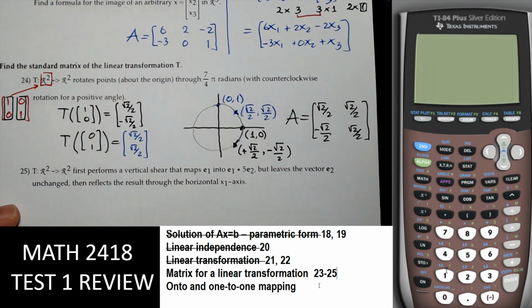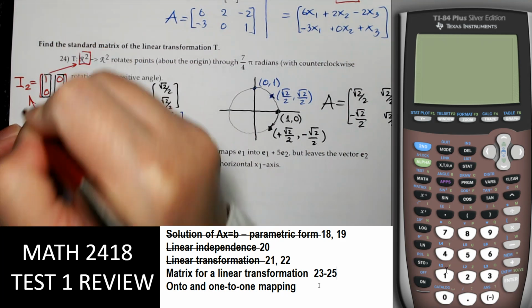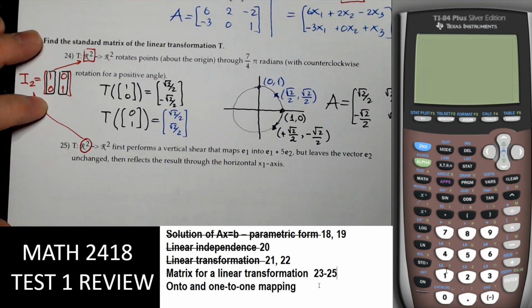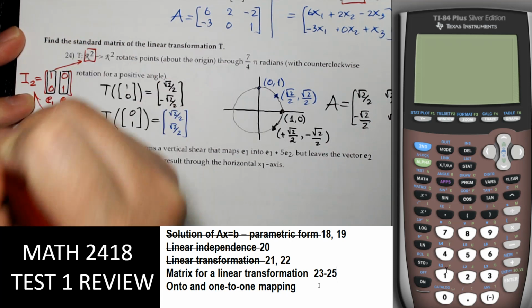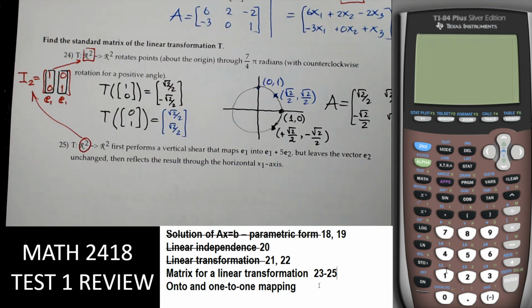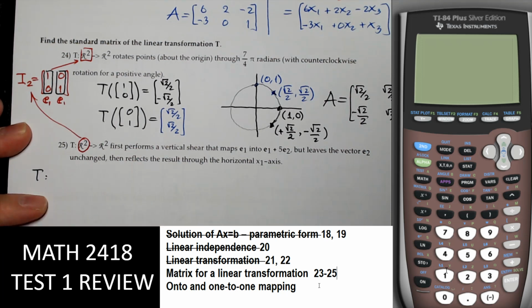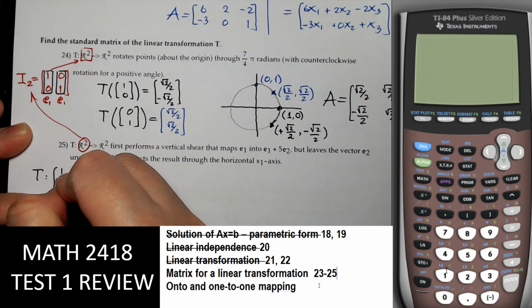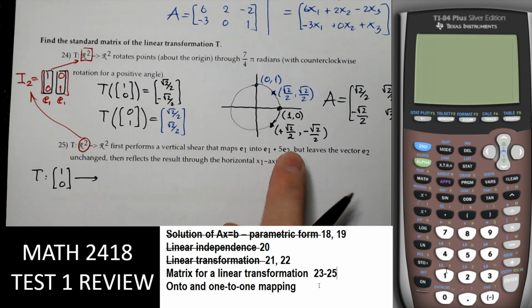Same thing. Next one, in R2 the identity matrix will be the same, so we are going to have this matrix, and this we can write as E1, and this will be E2. Now we know that the transformation, we write like this. The first one, E1, which is 1, 0, will transform into E1 plus 5E2.